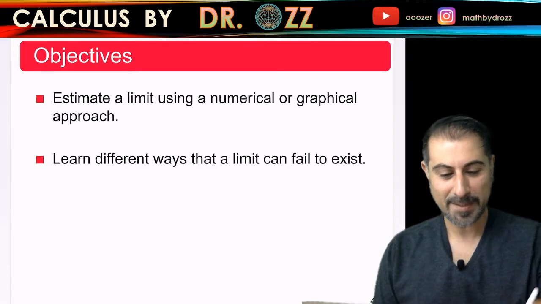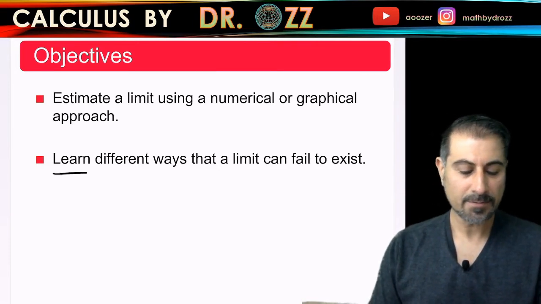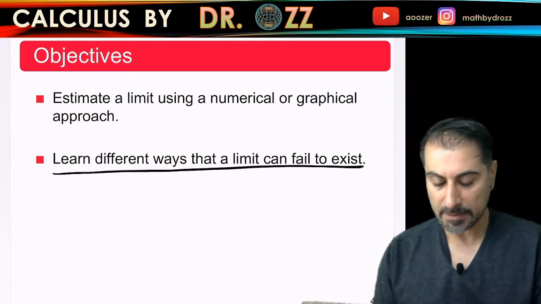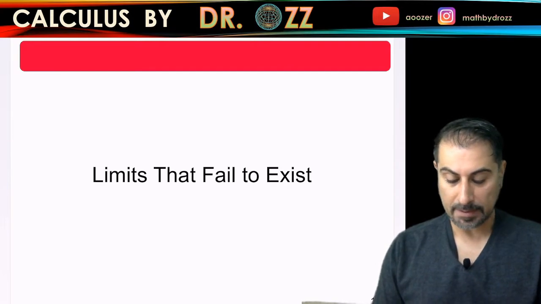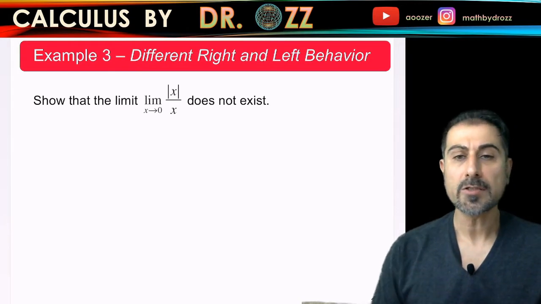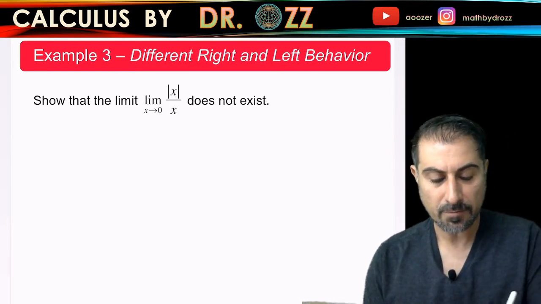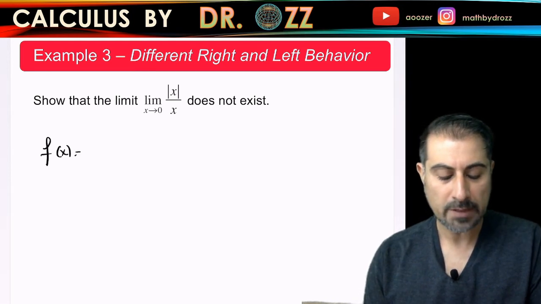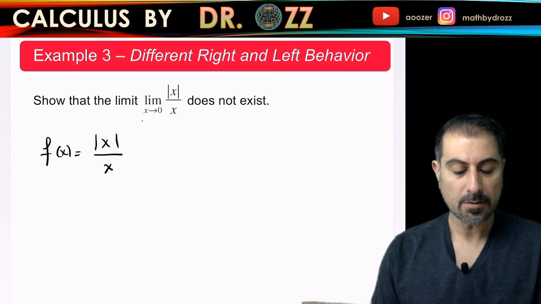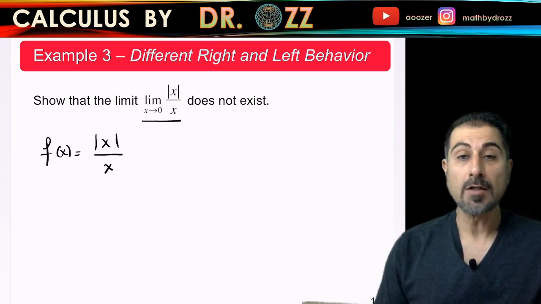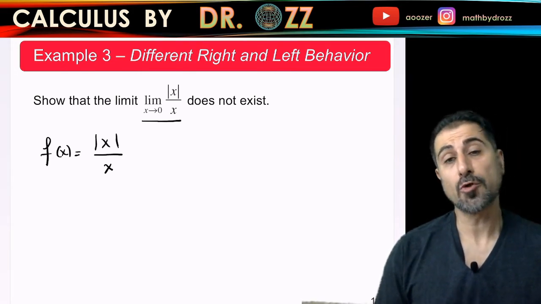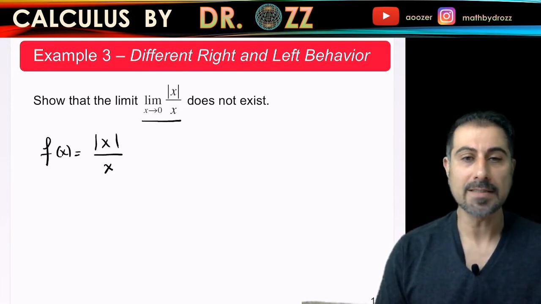All right, let's continue with the second learning objective, that is, learning different ways that a limit can fail to exist. I'm going to show this failing limit concept on an example here. The function here is f of x equals absolute value of x divided by x, and the question is asking us to evaluate the limit of this function f as x approaches 0, and in fact we're going to show that this limit does not exist.